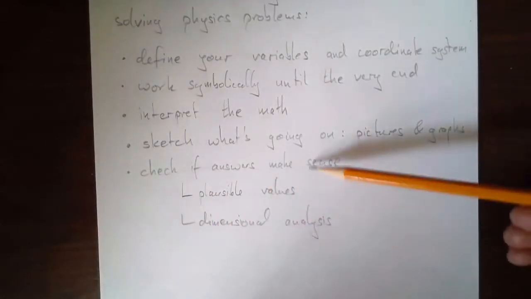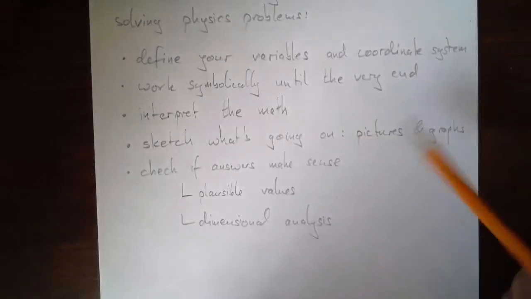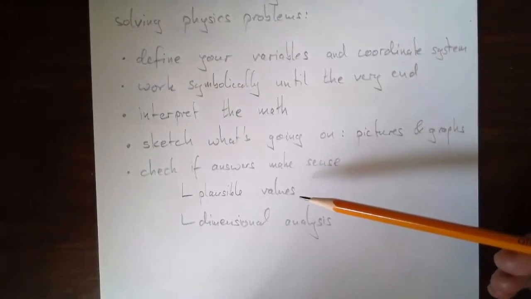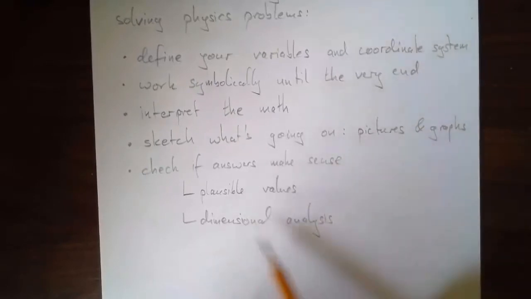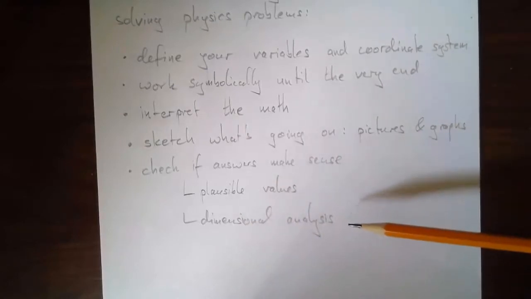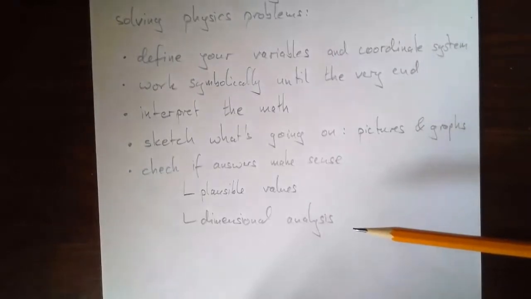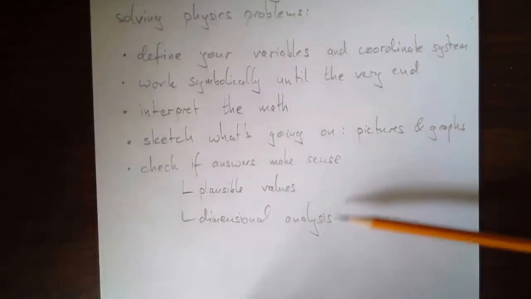And then another technique we'll be using is we're going to check if answers make sense. You get to an answer at the end of a problem. Well, are the values plausible? That's one thing we're going to assess. Does it make sense? And then we're going to use a technique called dimensional analysis. We've used it already a little bit just to check that the units of our final answer are correct. Because if the units are wrong, then we must have made a mistake somewhere. If the units are right, then we don't know. We might have made a mistake, but we also might not have. So it's kind of a sanity check.